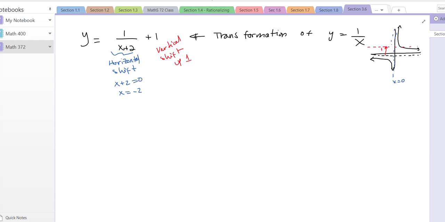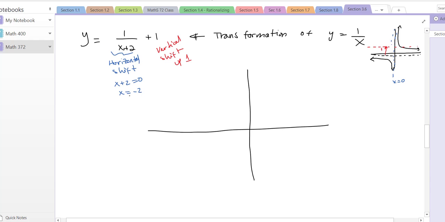So let's graph that. Now I'm going to have x equals negative 2 as a vertical asymptote, and we're going to have a horizontal asymptote at 1. I know it's kind of funny, right? Because our vertical shift actually moves our horizontal asymptote, and our horizontal shift moves our vertical asymptote. And so now we have this, and how do I fit my hyperbola, those two curves, in here?